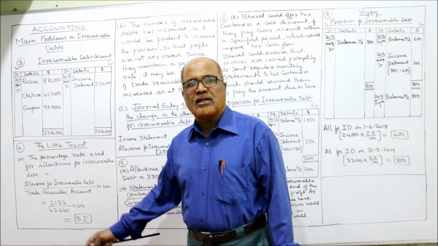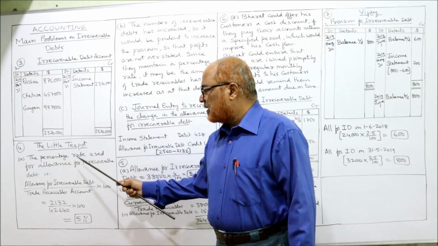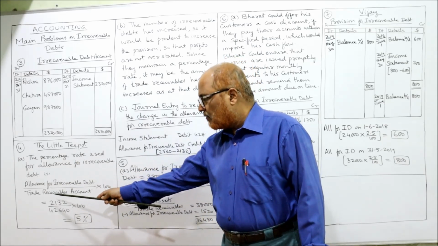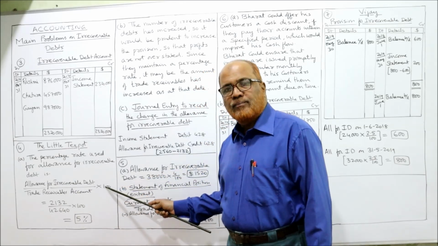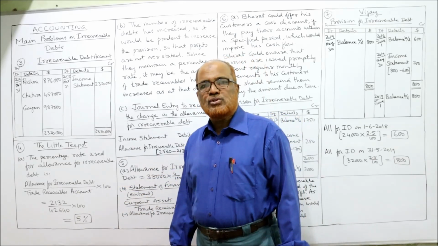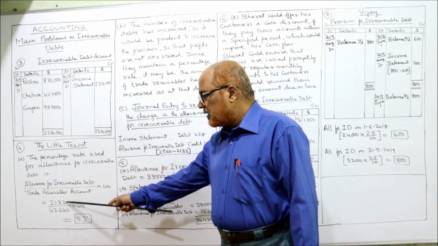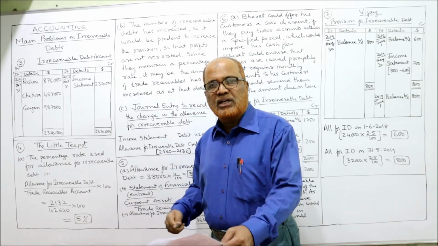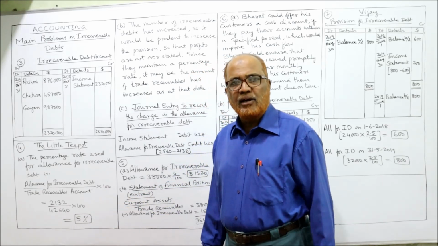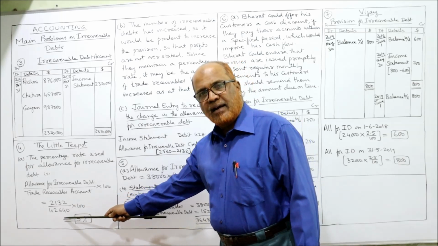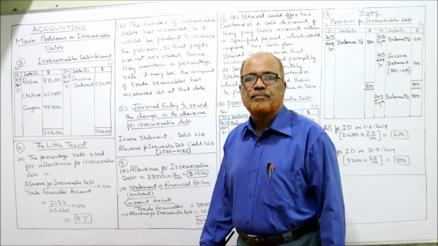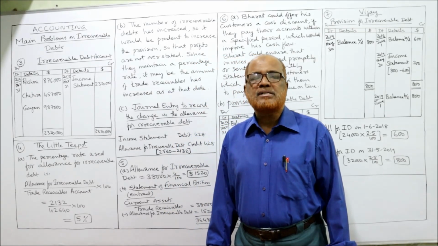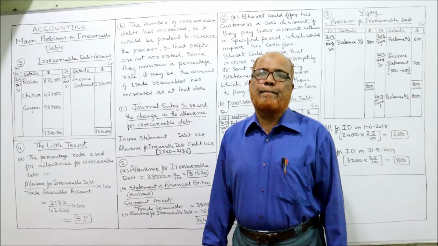This will give you the percentage. Now we have to find out the percentage rate used for allowance for irrecoverable debt. It is allowance for irrecoverable debt divided by trade receivables account into 100. Now substitute the values. The allowance for irrecoverable debt is 2132 and trade receivables account is 42,640, given in the problem. Allowance divided by trade receivables into 100 gives 5% at the beginning of the year. That means the allowance for irrecoverable debt is 5% of trade receivables.